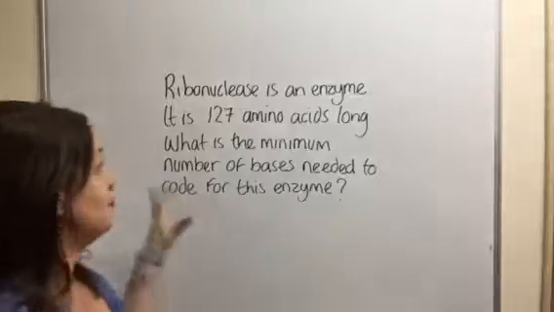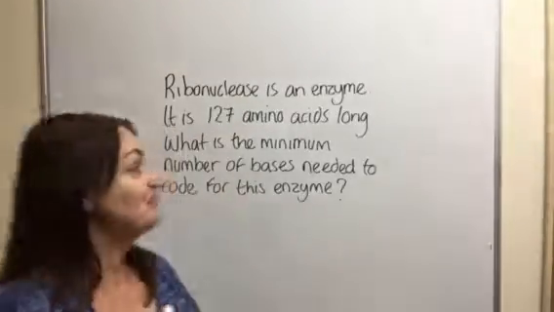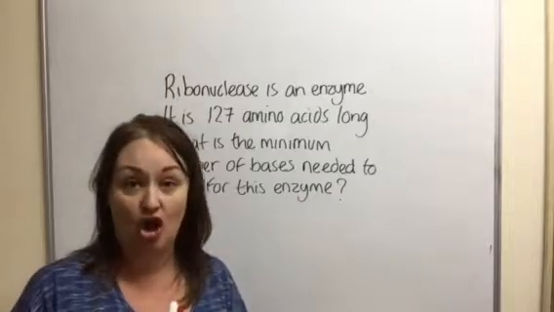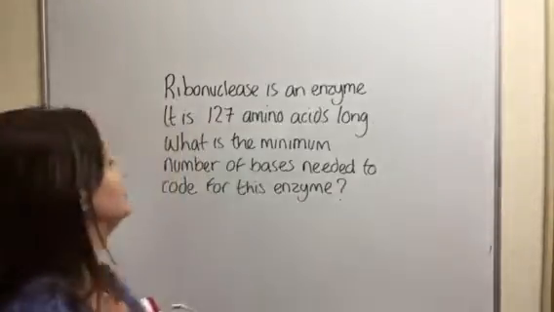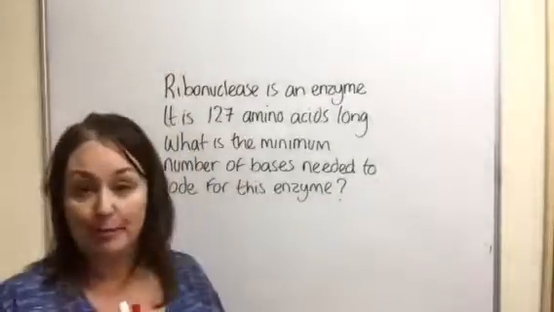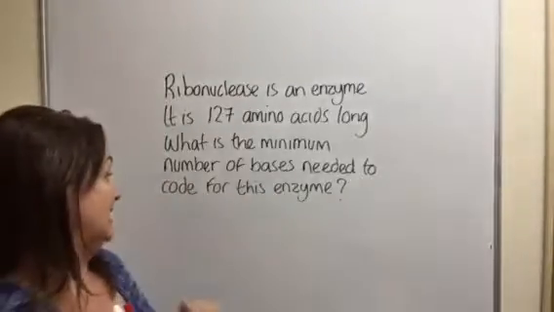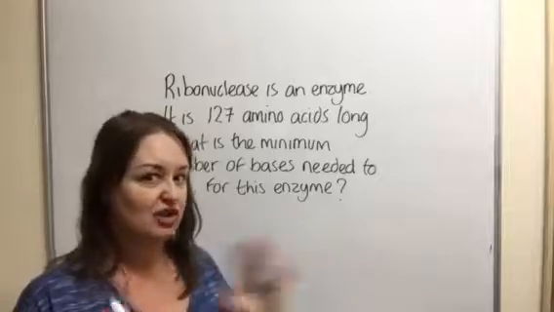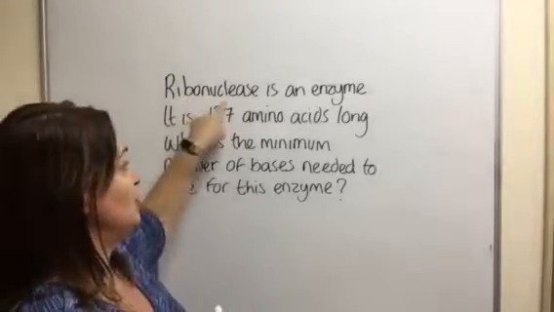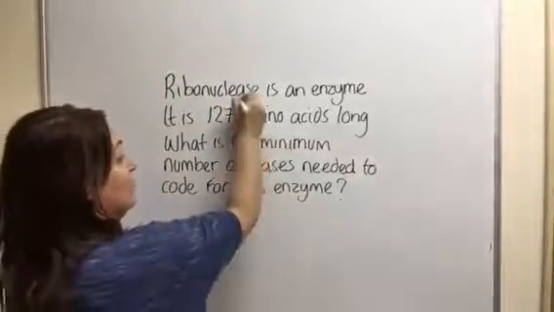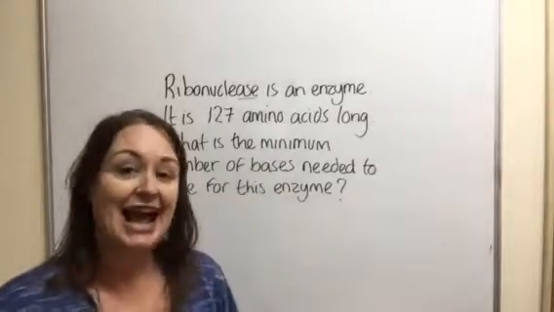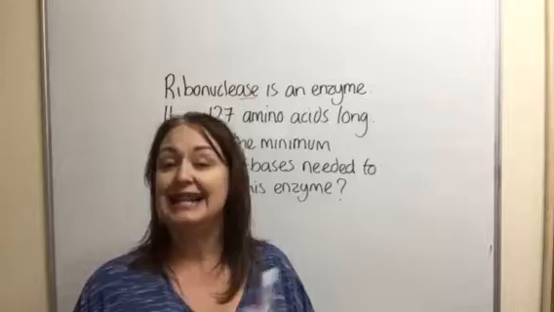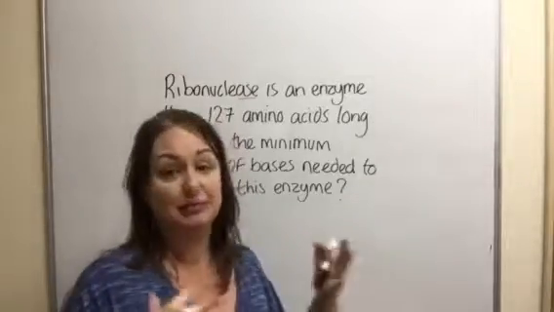Okay, next question. Ribonuclease is an enzyme. It is 127 amino acids long. Wow, that's a long protein. What is the minimum number of bases needed to code for this enzyme? Well, let's just have a little look at the question for a minute. Ribonuclease, we know it's an enzyme because it ends in A's. And although we've never heard of ribonuclease before, it doesn't matter. It's an enzyme, so it will have the same basic principles.